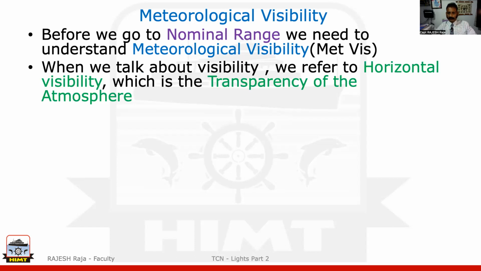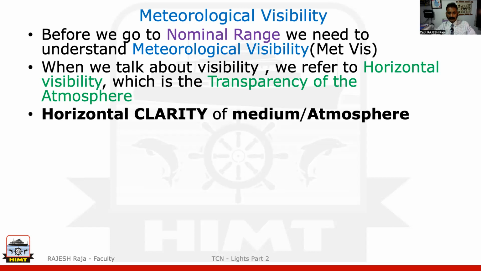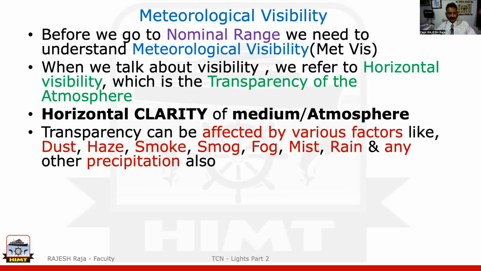Okay, when we talk about visibility, we normally refer to the horizontal visibility. That means the transparency of the atmosphere in the horizontal direction, or I can call it horizontal clarity of the medium, which is the atmosphere. We are not talking about the vertical direction. We are interested only in the horizontal direction. Now, this transparency of the medium can be affected by various factors like dust, haze, smoke, smog, fog, etc. And any form of precipitation is going to hamper your clarity.